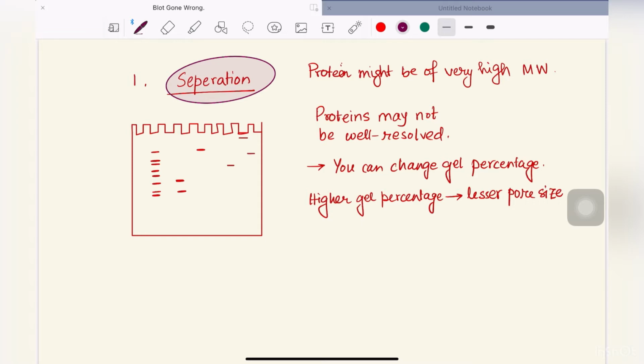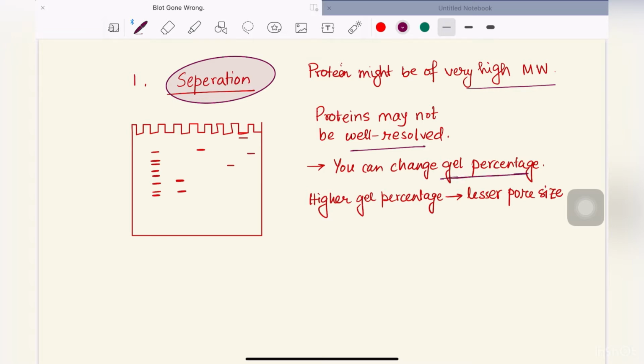So in the step of separation, our protein samples are being separated according to their molecular weight. What may happen is that if your protein is of very high molecular weight, it may not be very well resolved in your gel. According to your gel percentage, your proteins may not be well resolved. So a probable solution is that you may change the percentage of gel.